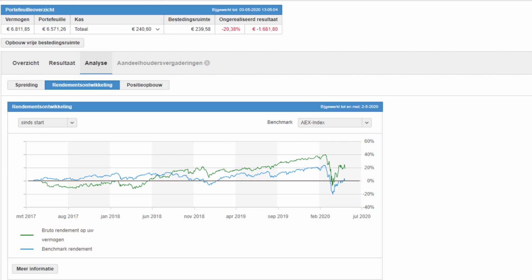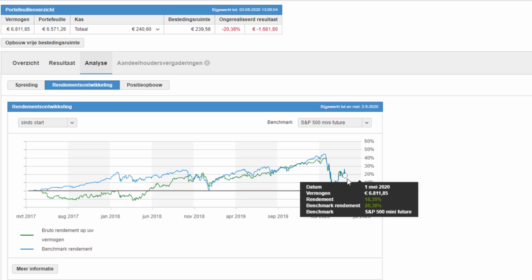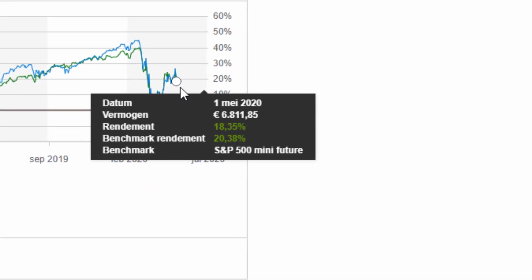One thing I would like to show you this time is the reason why I invest in the US stock market as opposed to the Dutch stock market. This graph shows the performance of my portfolio since the start in 2017 compared to the performance of the AEX, which is the Dutch exchange. The difference is almost 18%. And then compared to the S&P 500 mini future since the start, you can see that the difference is still about 2%. So that's the same as last week.